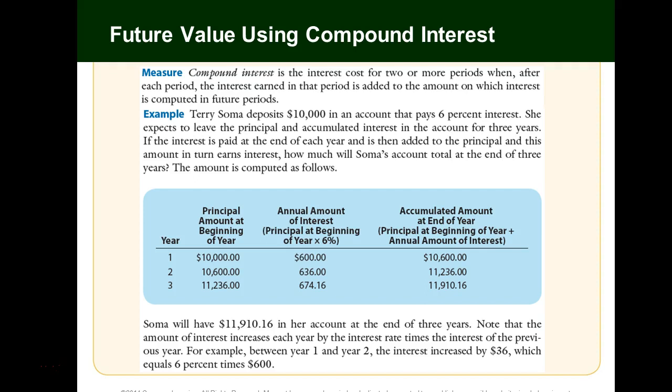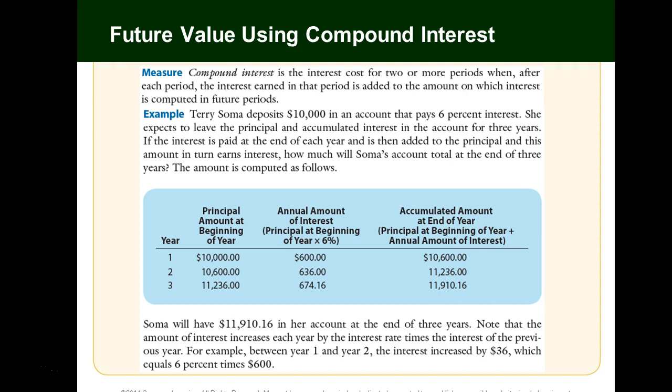So in year 3, she starts getting interest on $11,236, which is $1,236 greater than what she started at. She then gets a 6% interest rate on that new balance, that compounded amount. That's equal to $674. After the 3rd year, she's going to receive $11,910.16 if she were to take her money out now. She's got that amount in her account.